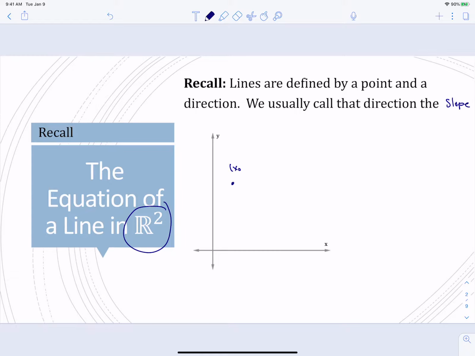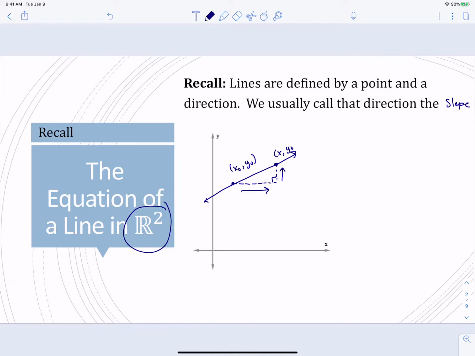But normally, we start with some particular point on our line. In this case, we'll call it x sub 0 and y sub 0. That's going to be some point we know, actual values. And then we're given that slope, which is our rise over run, and that's telling us how to get to other points on our line. So that slope is our direction. It's telling us to go that much in the x direction and then that much in the y direction.